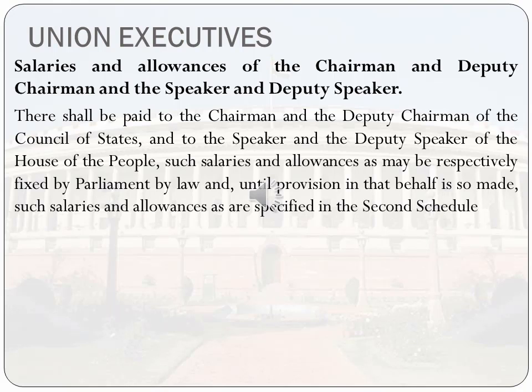The next is salaries and allowances of the chairman and deputy chairman and the speaker and deputy speaker. So there shall be allowances and salaries paid to the chairman and deputy chairman of the Council of States and to the speaker and deputy speaker of the House of the People, and such salaries and allowances may be respectively fixed by the Parliament by law, and until provision in that behalf is made, such salaries and allowances are as specified in the second schedule.